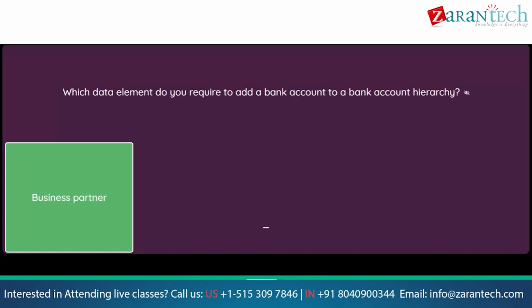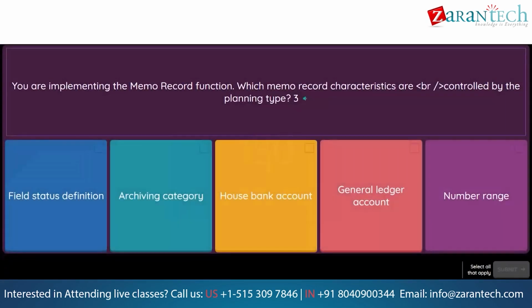Question: you are implementing the memo record function. Which memo record characteristics are controlled by the planning type? Option 1 Field status definition. Option 2 Archiving category. Option 3 House bank account. Option 4 General ledger account. Option 5 Number range.